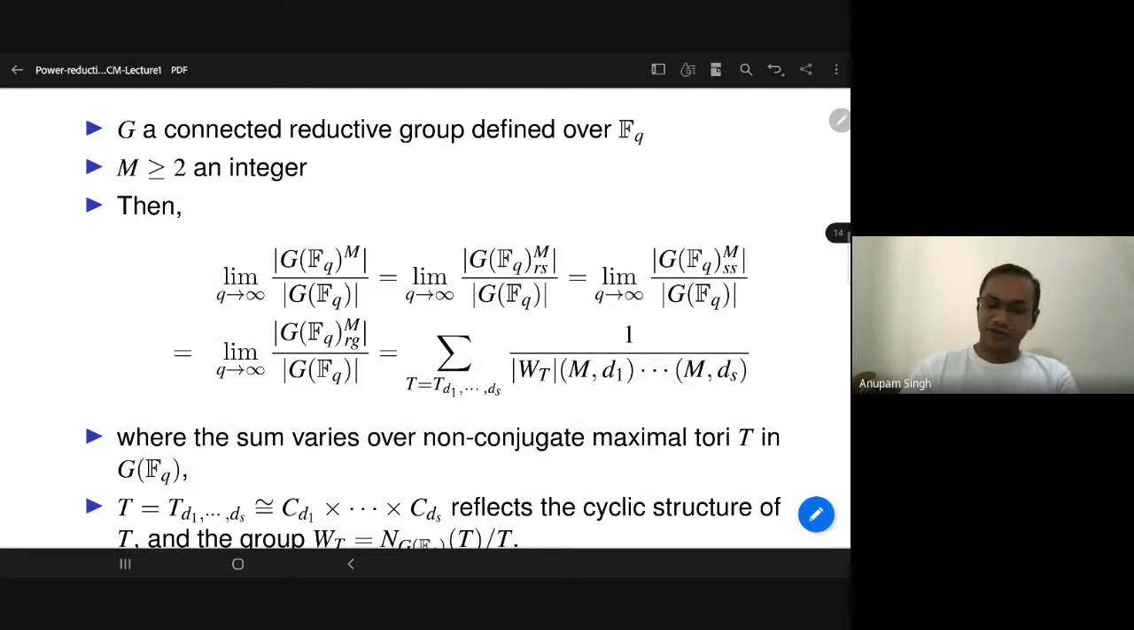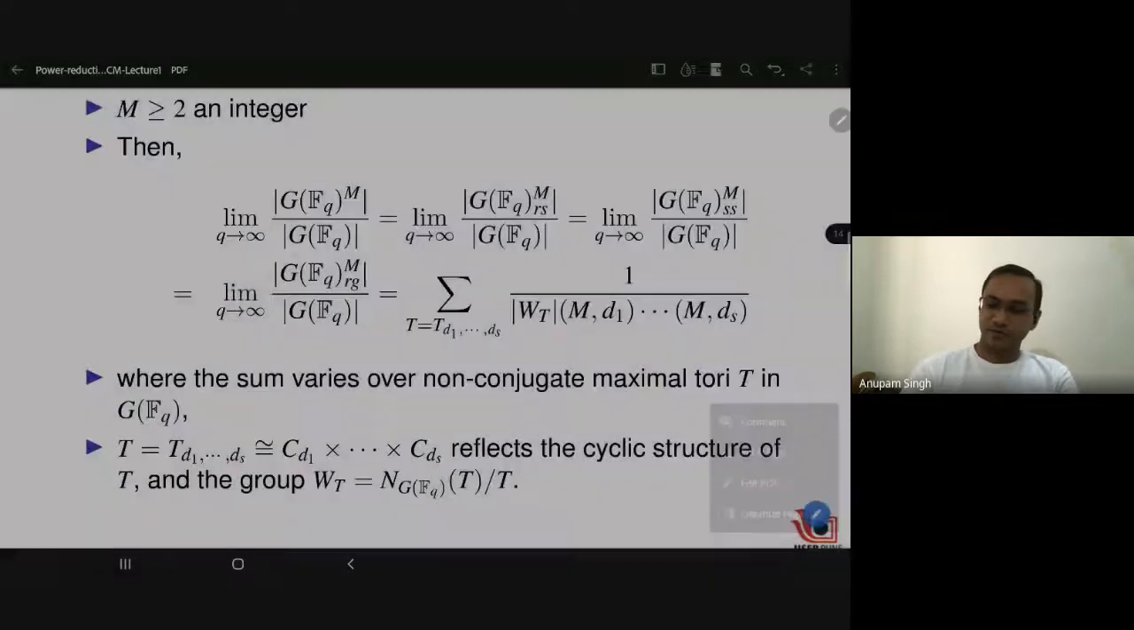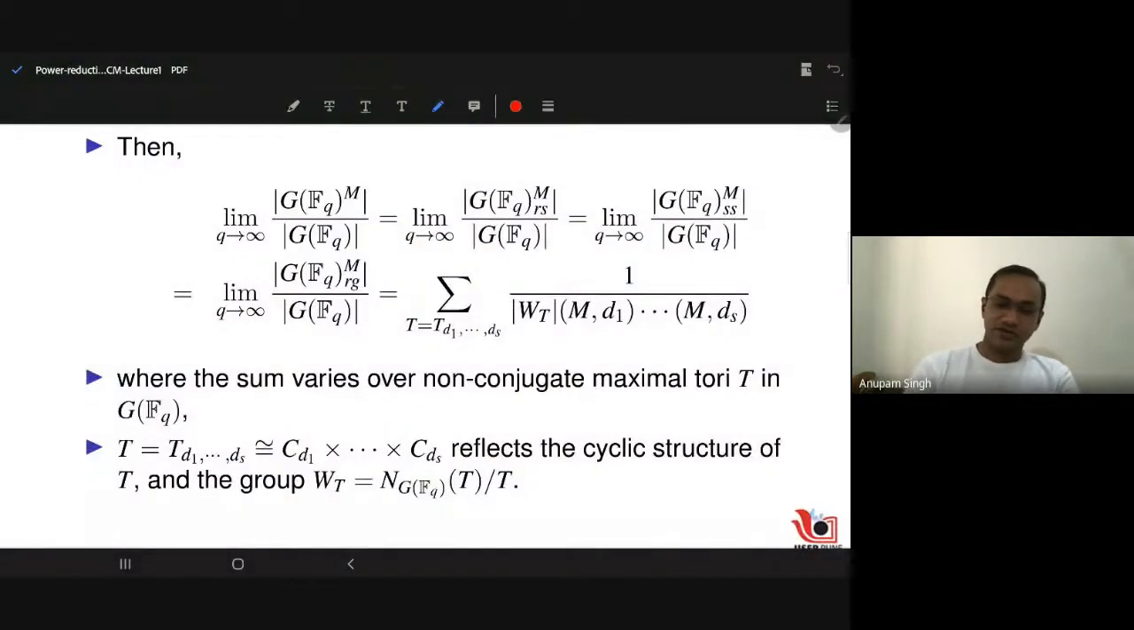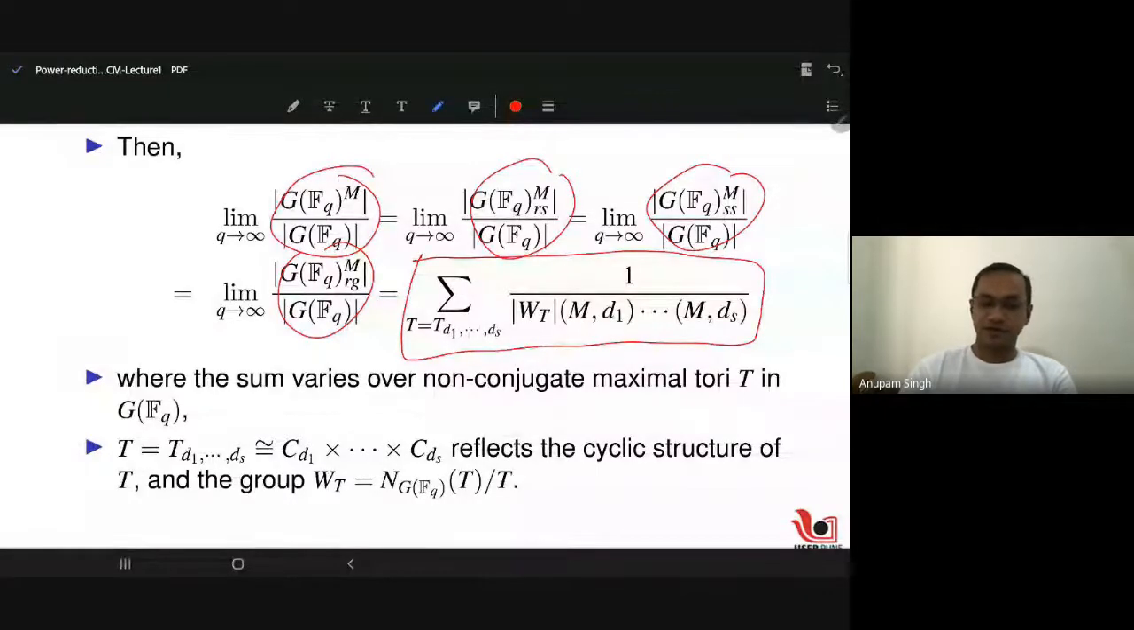Yeah, so I have explained to you the meaning of this and this, right? So I'm saying that all these quantities are equal, and they're equal to this value. Now what is this value? Right? So let's understand at least the meaning of the various quantities involved in this formula here.